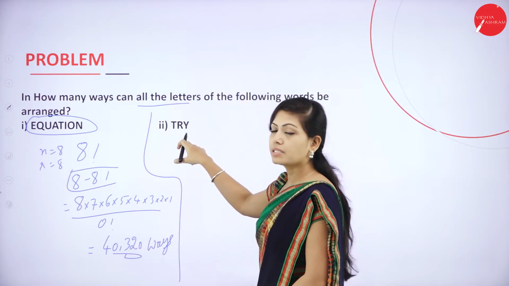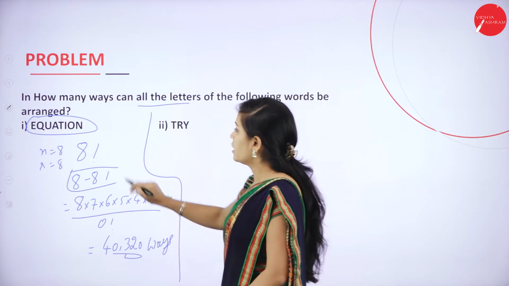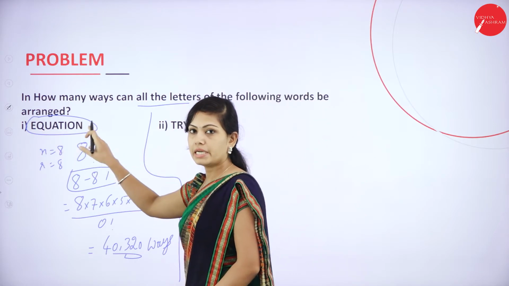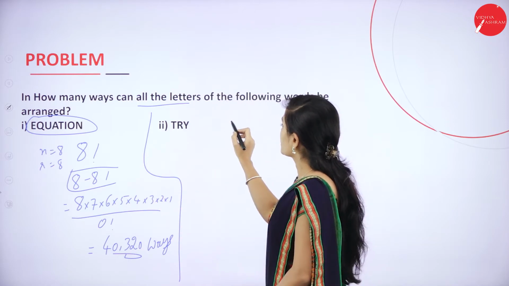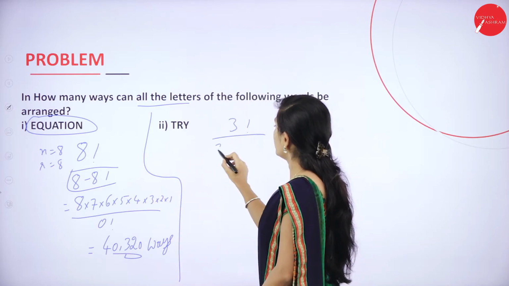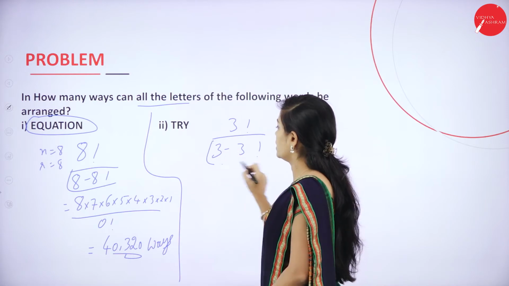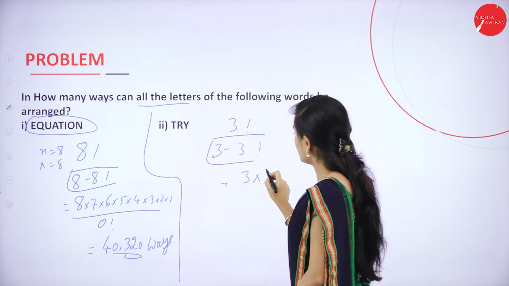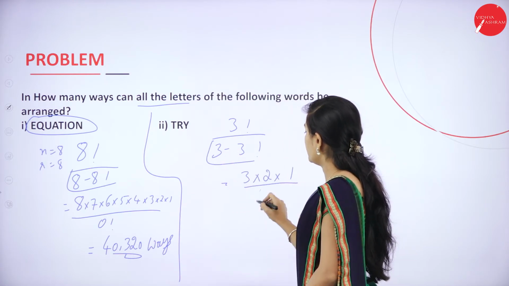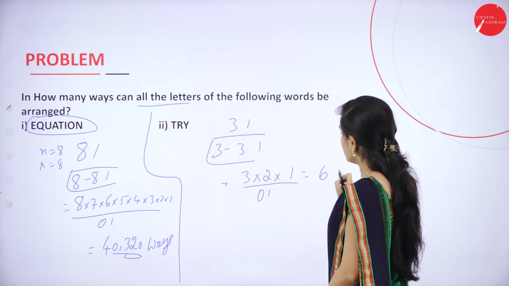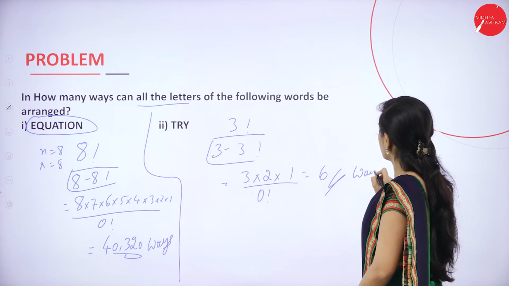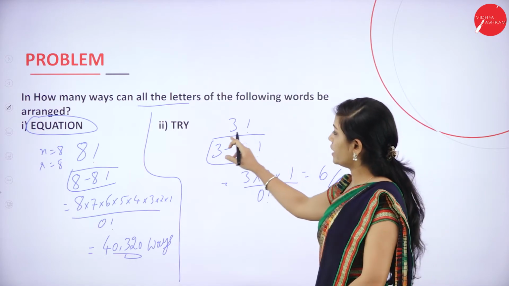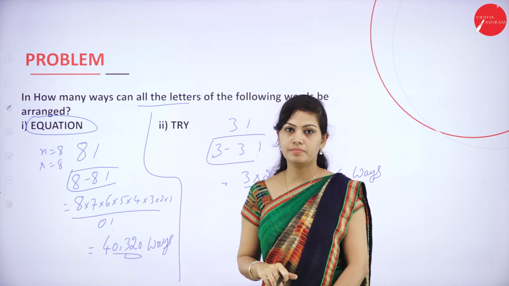So how many letters are there? We have only 3 letters, but here it was 8 letters. So 8 factorial by 8 minus 8 factorial. So now 3 factorial by 3 minus 3 factorial. That's it. So 3 factorial is 3 into 2 into 1 by 0 factorial. Answer is 6. Clear? So 6 ways we can arrange this word try.